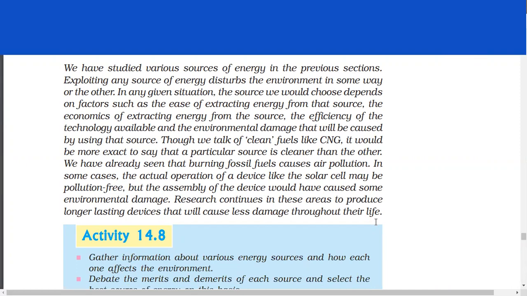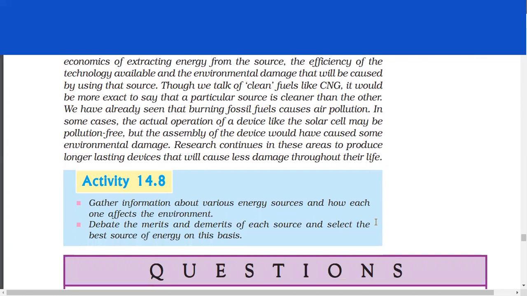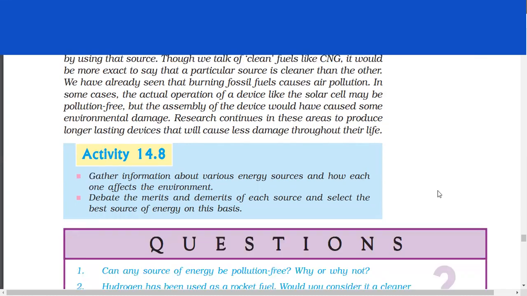Though we talk of clean fuels like CNG, it would be more exact to say that a particular source is cleaner than the other. We have already seen that burning fossil fuel causes air pollution. In some cases, the actual operation of a device like the solar cell may be pollution free, but the assembly of the device would have caused some environmental damage. Research continues in these areas to produce longer lasting devices that will cause less damage throughout their life.